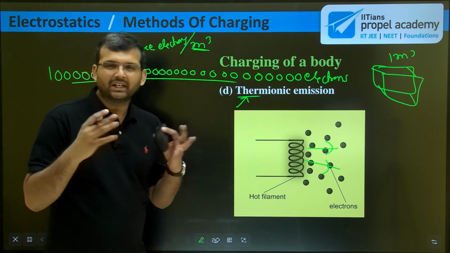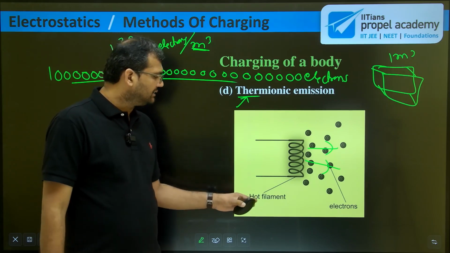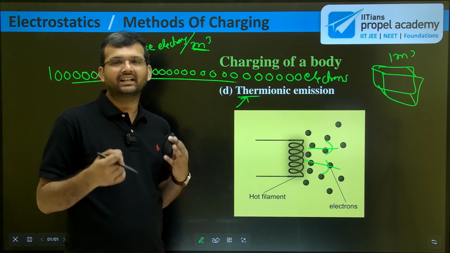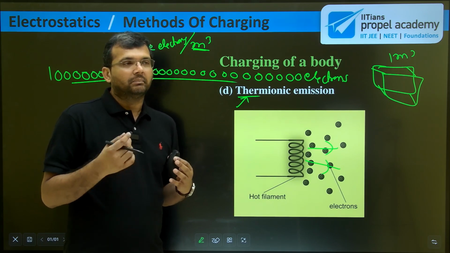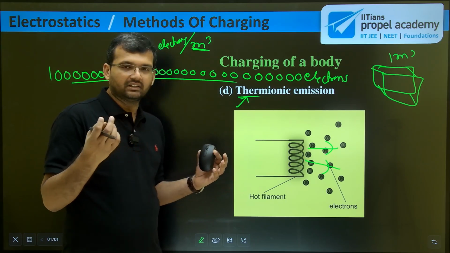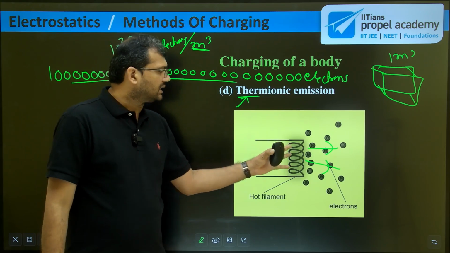So take any metal, just heat it, send current through it. You know, when you send current through a metal, the metal will get heated and become very warm, and like a filament, electrons will be ejected.